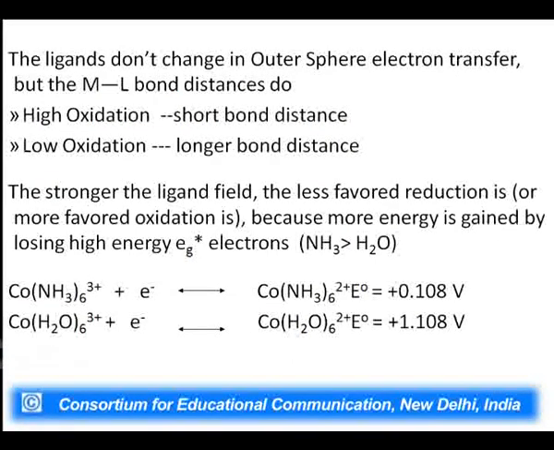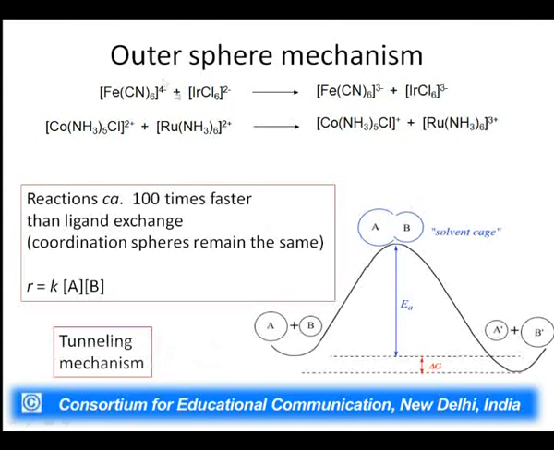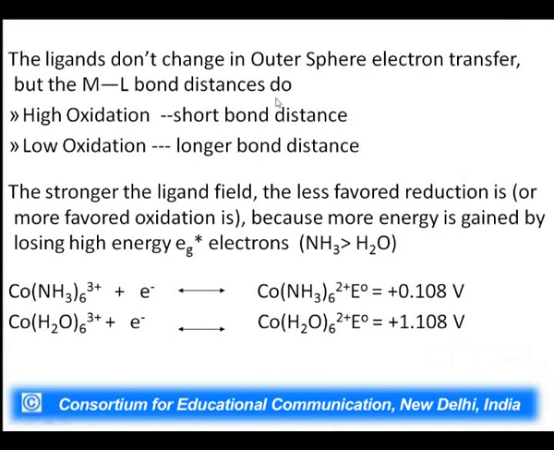When the metal reaches the higher oxidation state, one difference that is observed is in the bond distance. Where the oxidation state is more, the metal ligand bond length, in this case the Co-Cl bond length, will be shorter as compared to this. So the only thing that changes here is the metal ligand bond length. Higher the oxidation state, shorter will be the bond distance. Lower the oxidation state, longer will be the bond distance. The stronger the ligand, the less favored reduction is, because more energy is gained by losing high energy eg orbitals. We can see this from this example.